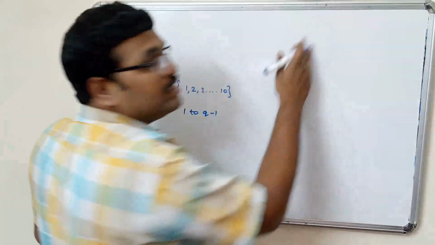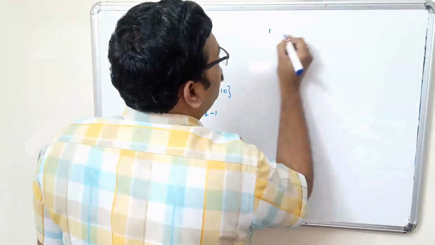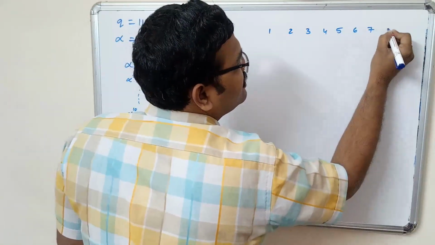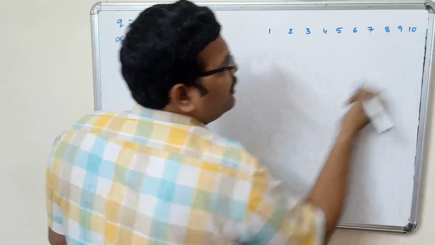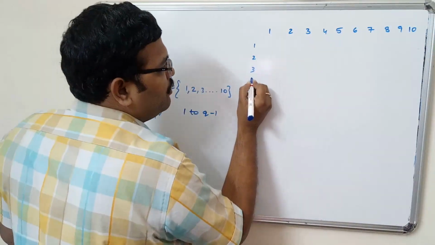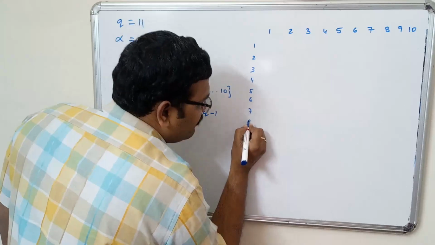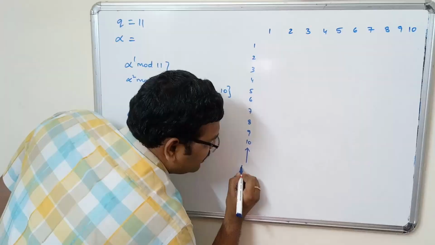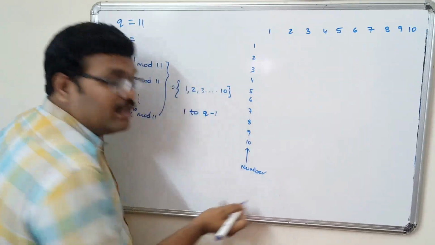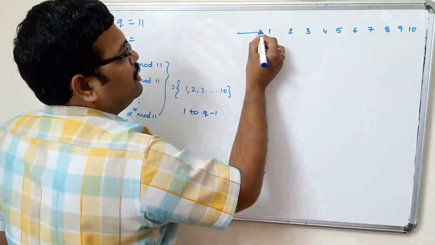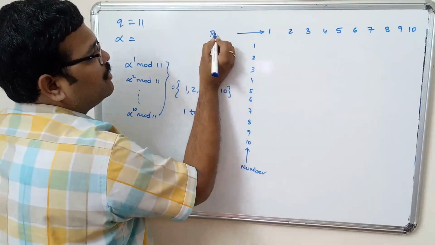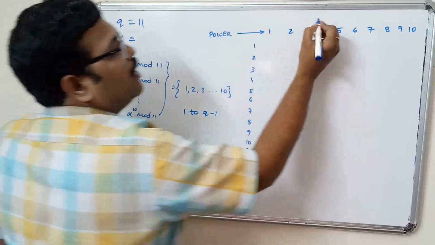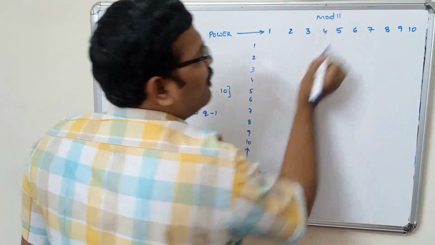So how to find this primitive root? See, the numbers 1, 2, 3, 4, 5, 6, 7, 8, 9 and 10. Similarly the powers 1, 2, 3, 4, 5, 6, 7, 8, 9 and 10. The first represents the number which we are selecting as the primitive root, and the second represents the power. Here we have to find mod 11.